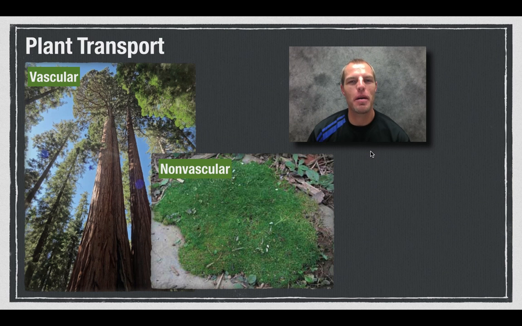In this screencast, we're going to be talking about plant transport. How do plants transport nutrients, say from the roots up to where they're needed in the leaves, or even from the leaves to the other parts of the tree? How do they get transported?